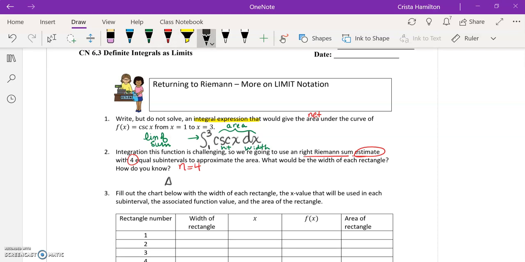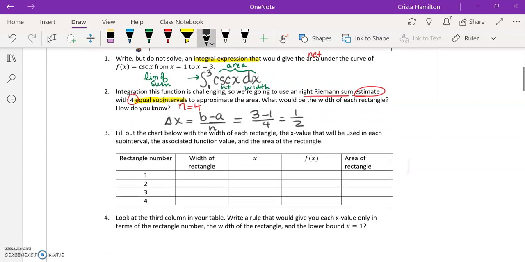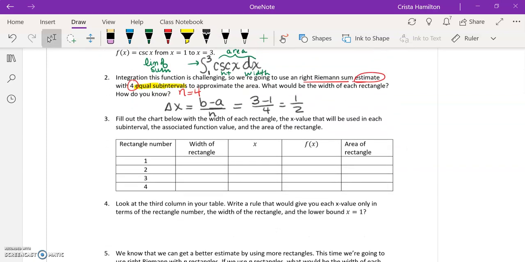So the formula that we want to basically memorize for delta x, and again, I'm going to stress that this is 4 equal subintervals. When the subintervals or the rectangles are of equal width, we always use this b minus a over n. So for this problem, that's going to give us 3 minus 1 over 4, or 1/2, is our width for each one of these. All right, so the width of the rectangle of the 4 that I have, since they're equal widths, we would have 1/2, 1/2, 1/2, and 1/2.